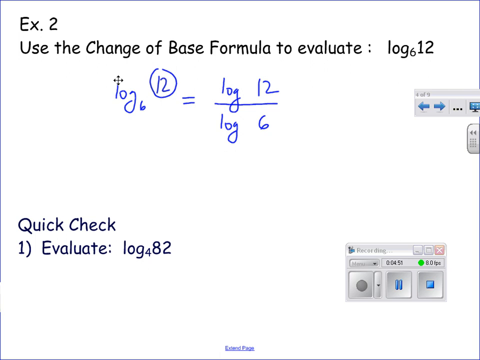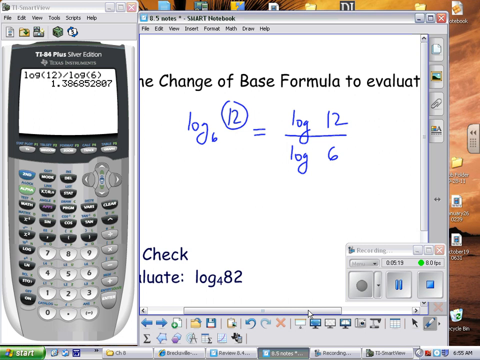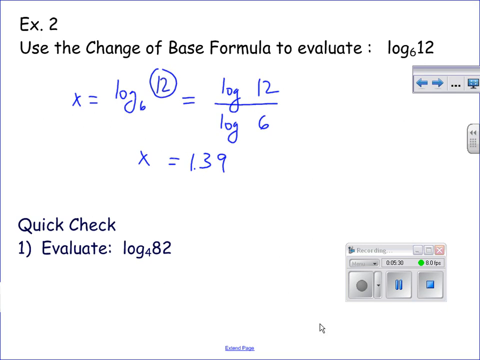6 to the 1 is 6. 6 squared is 36. Let's check in our calculator and make sure we do this right. So I go log 12, close it up, divided by log 6. Okay, 1.38. That seems to make sense. Round it to the hundredths. If that equals x, then x equals 1.39. I'll let you quickly do this next one on your own.